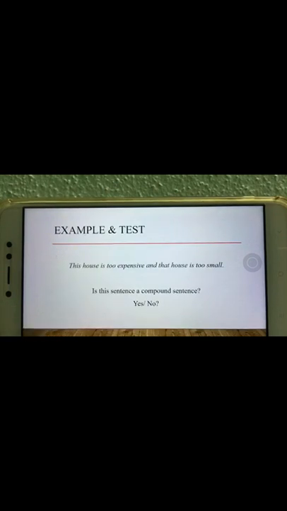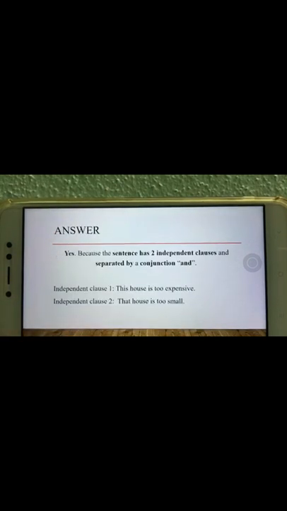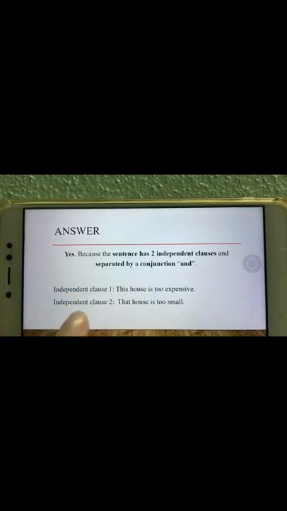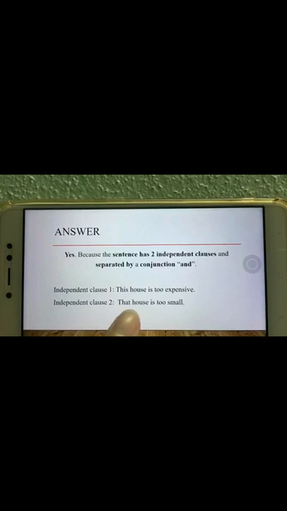So, let's look back at the example and test. What are the two independent clauses? The first independent clause is, this house is too expensive. The second independent clause is, that house is too small.